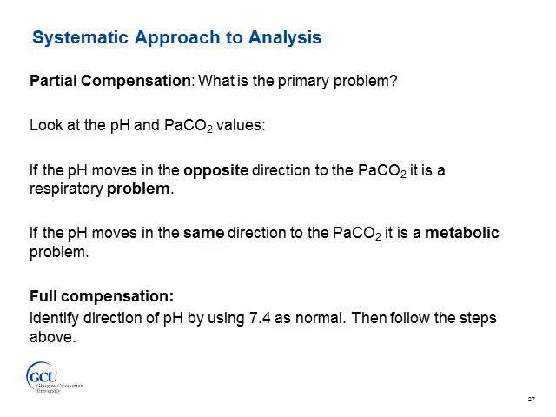To discover a bit more about partial compensation, you need to discover what the primary problem is. In which case, look at the pH and the carbon dioxide values. If the pH moves in the opposite direction to the partial pressure of carbon dioxide, it is a respiratory problem. If the pH moves in the same direction as the carbon dioxide, it is a metabolic problem. With full compensation, once you have identified the direction of the pH using 7.4 as normal, you would then follow the steps above in the same manner to discover what the problem is.